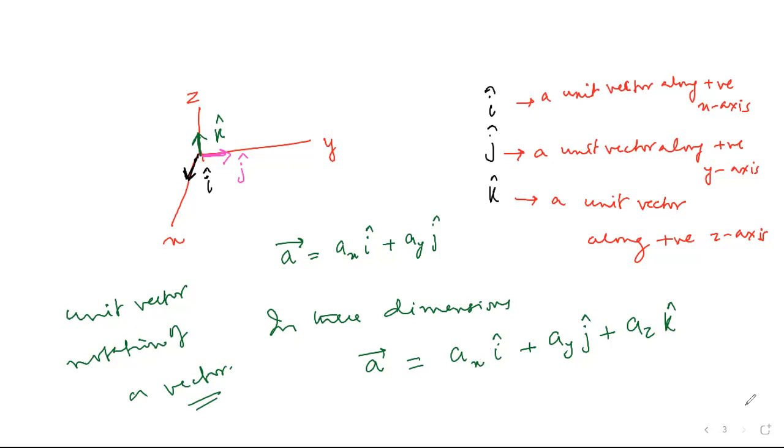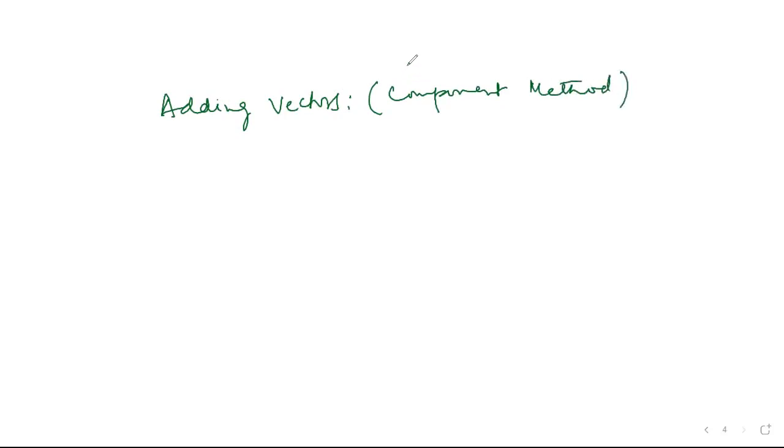There's another thing. We know in graphical method how we add vectors. We can use triangle law, we can use parallelogram law of vector addition. The question is how we add vectors using component method. I will write adding vectors, component method is also called analytical method of adding vectors. So let us discuss this.